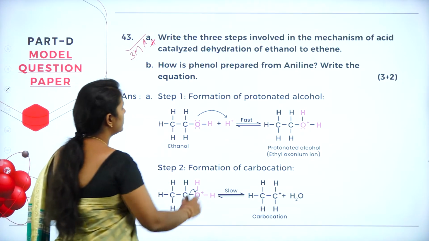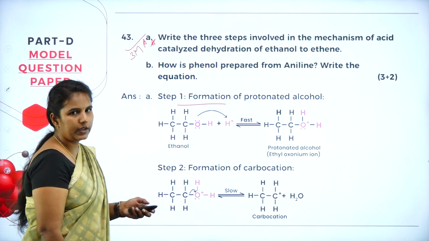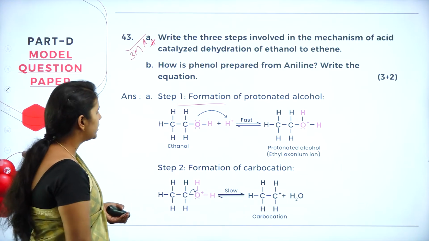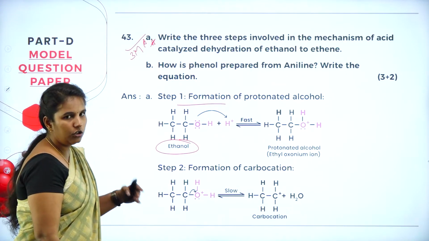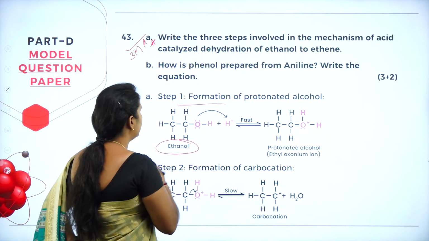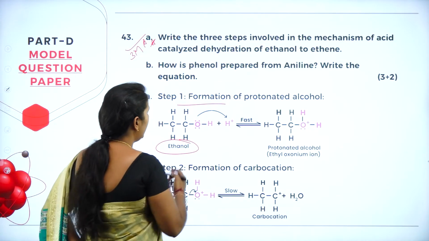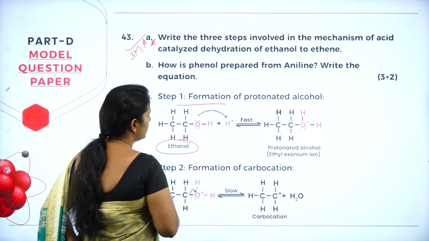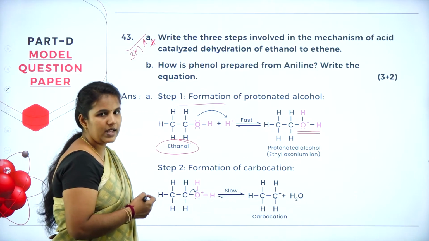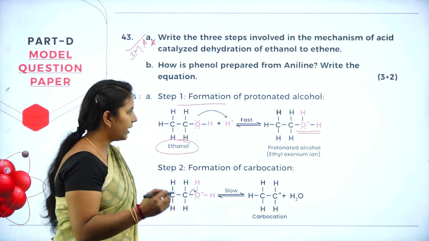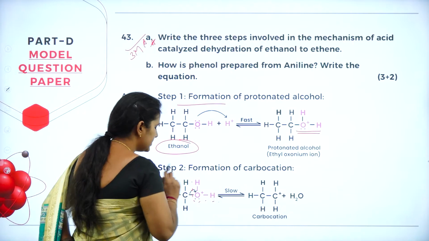In the first step, you have to say it is protonation of alcohol, then formation of carbocation, and the next step is the termination step. What will happen? This is a degradation process of ethanol to ethene. Okay. So first I will consider the ethanol, where it undergoes protonation. It reacts with one H plus and forms the protonated alcohol, which is known as ethyl oxonium ion.